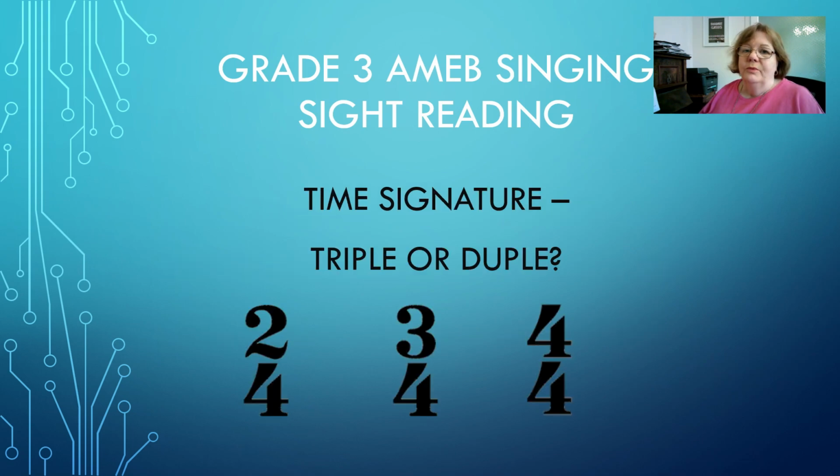You have 3 time signatures to consider. We have 2/4, which is duple time. So that's 2 quarter notes in a bar, 2 crotchets in a bar, however you want to say it. So it's 1, 2, 1, 2. Then we have 3/4, which is triple time. So we have 3 quarter notes in a bar, or 3 crotchets in a bar, however you want to say it. And that's 1, 2, 3, 1, 2, 3.